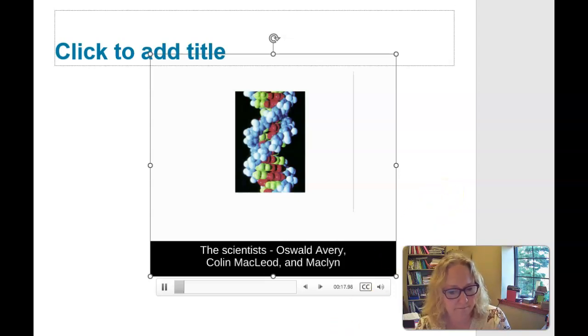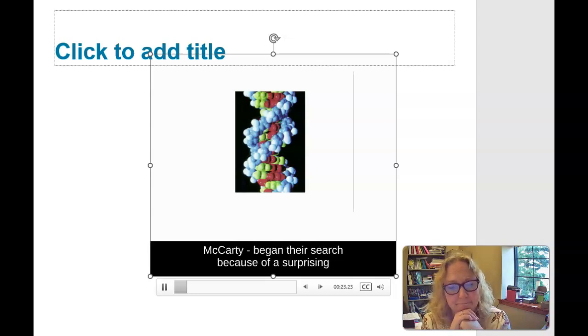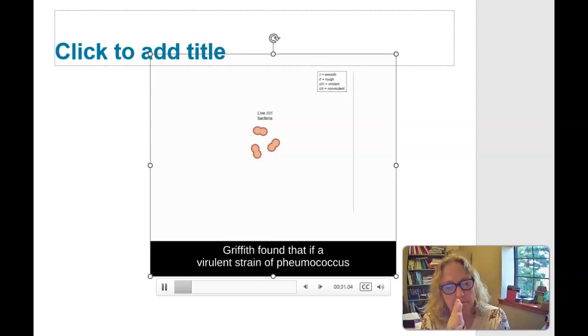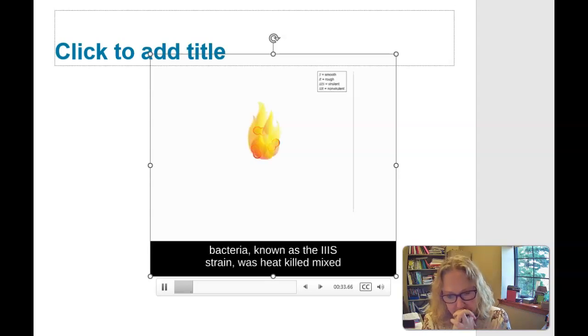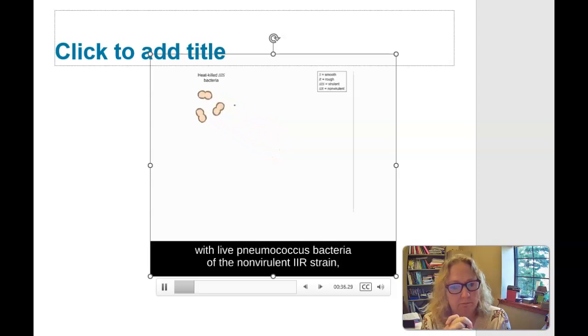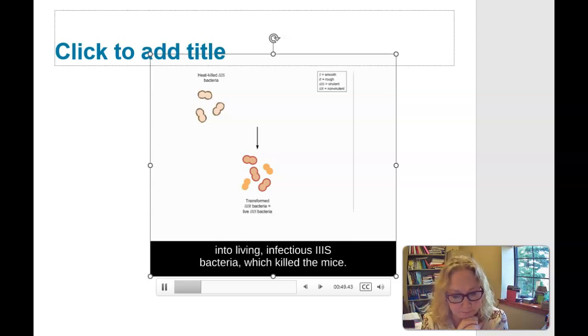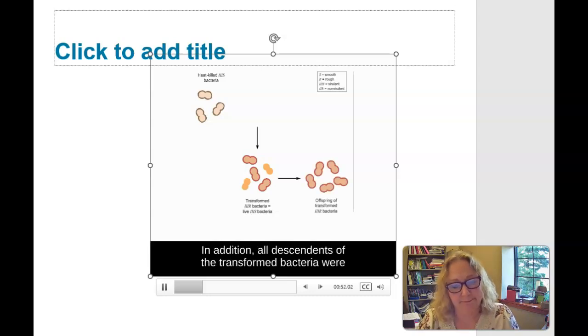The scientists, Oswald Avery, Colin MacLeod, and Maclyn McCarty, began their search because of a surprising discovery made by Frederick Griffith in 1928. Griffith found that if a virulent strain of pneumococcus bacteria, known as the 3S strain, was heat-killed, mixed with live pneumococcus bacteria of the non-virulent 2R strain and injected into mice, some of the R bacteria were transformed into living infectious 3S bacteria which killed the mice. In addition, all descendants of the transformed bacteria were also infectious.